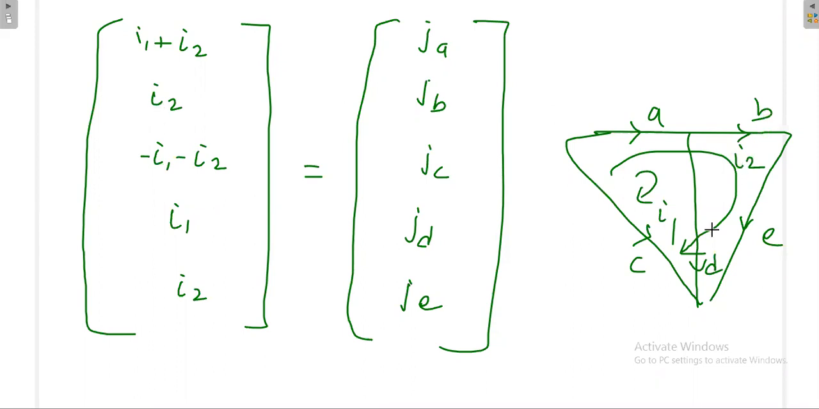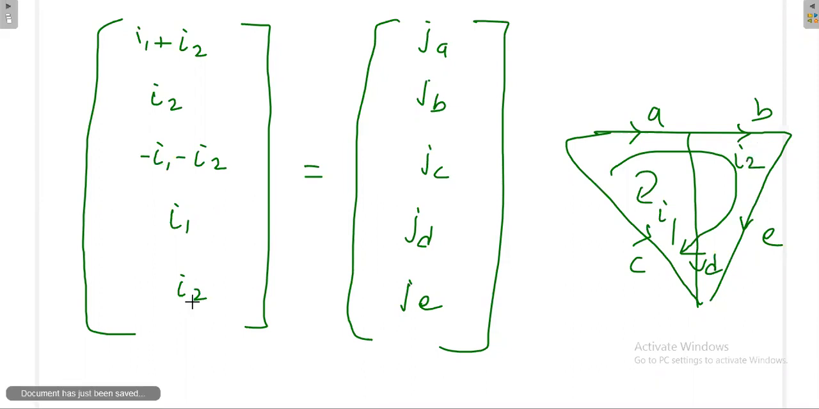What about JC? When you are here, I1 is flowing opposite to JC, and I2 is also flowing opposite to JC. So that's why JC is equal to minus I1 minus I2. What about JD? Again, just now we have seen, in this branch only I1 is associated, because I2 is flowing in the outer loop. So JD is equal to I1. Then what about JE in the outer loop? In the E branch, again only I2 is flowing, so JE is equal to I2.